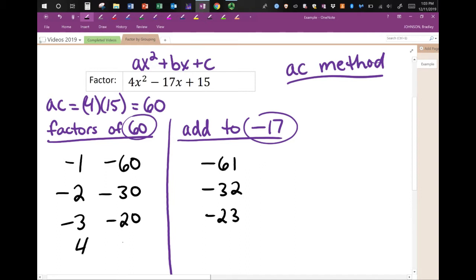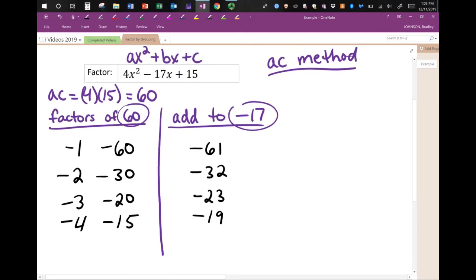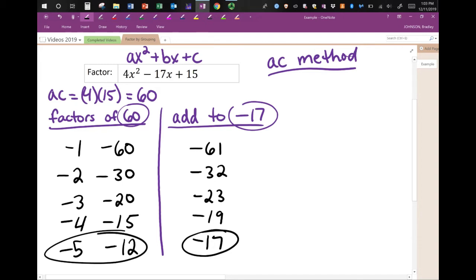60 has 4 in common. 4 and 15, we just saw that. But 4 and 15 give you a negative 19. Just a little bit too big, but it looks like we're getting closer yet. Okay, then 5 would be the next value. 5 and negative, let's think about it, negative 12. 12 and 5 give you 60. Negative times negative give you a positive. Add those together, you get negative 17. Bingo, that is our answer.